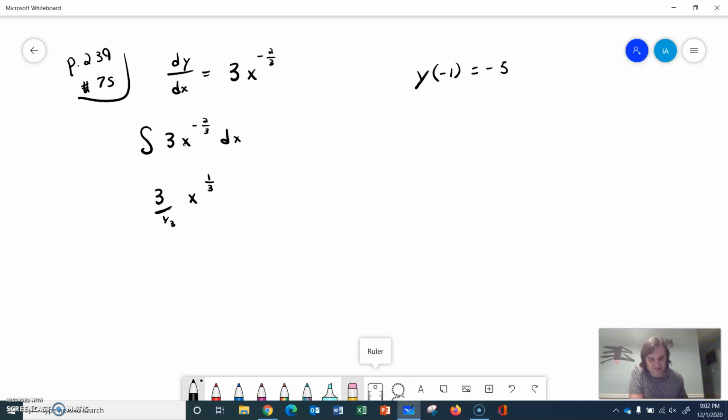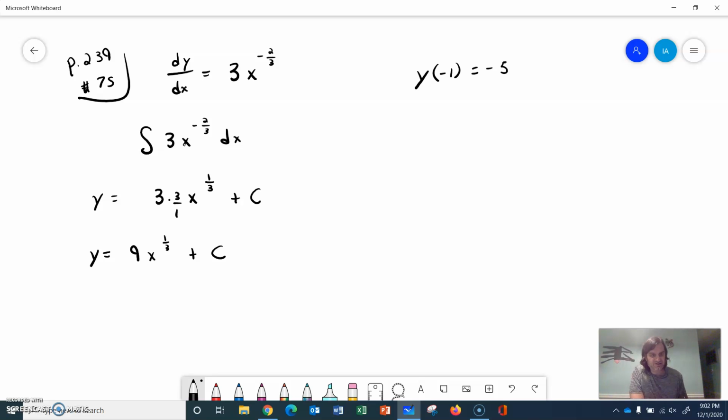I don't like the way that looks. If I divide by 1/3, it's going to be multiplying by 3. So let's just go ahead and do it that way, and then there'll be a plus c, and that's my y function, but let's clean it up just a little bit. So y equals 9x to the 1/3 plus c.